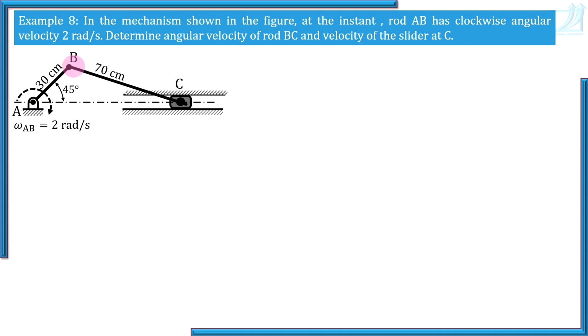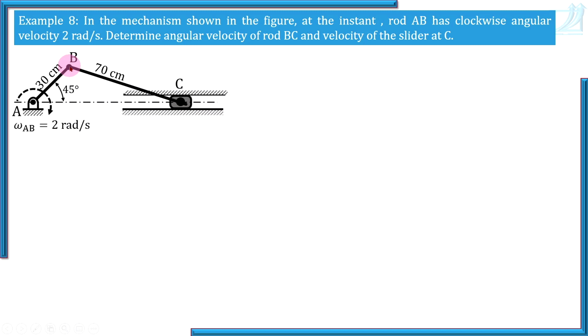Now during the motion, rod BC also moves. Rod BC moves, both the ends B and C move. Now watch here, B is a pin joint, C is a pin joint and also A is a pin joint. But A is external pin or pin support or hinge support. B is called internal hinge.